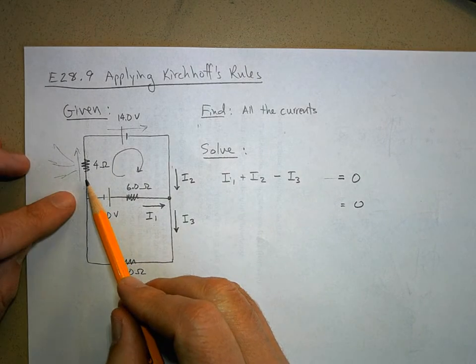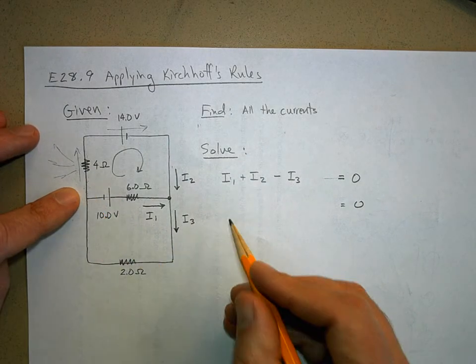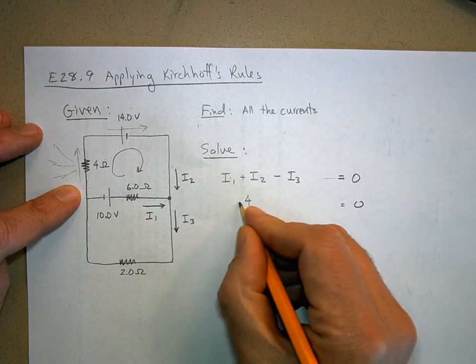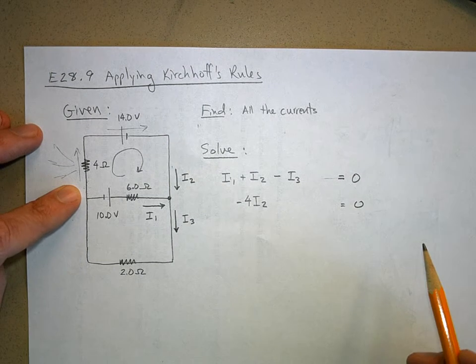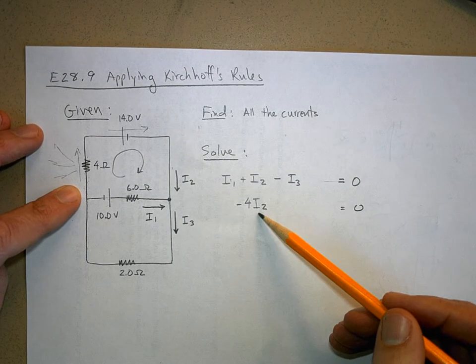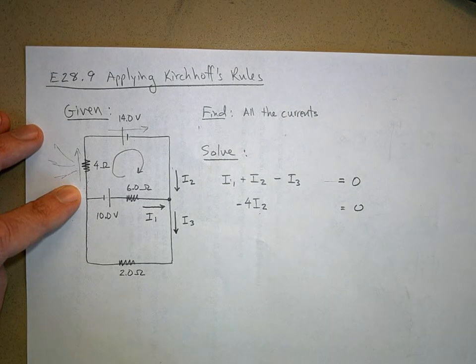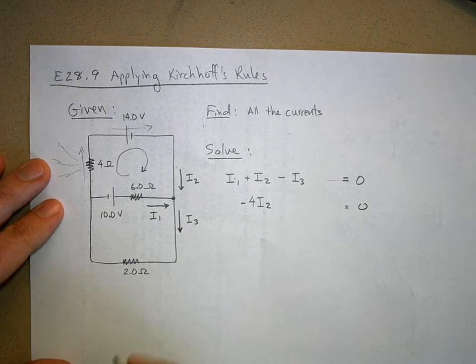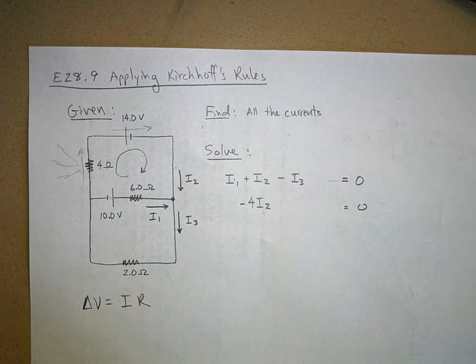So I'm going to have a voltage drop here, a negative change in voltage. I'm going to call this minus 4I2. Now look where I'm putting it in my equation. I'm putting it here, underneath this I2. I'm going to line everything up, make it look nice and neat. So I've lost 4 ohms times I2. Remember, delta V equals IR, right?